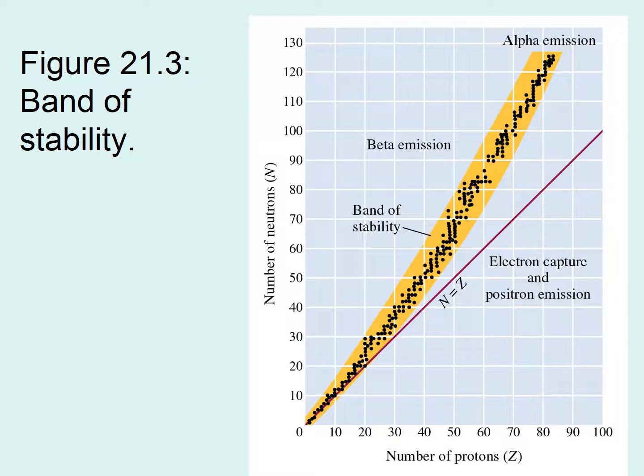So we saw this already. Here's the band of stability, and now you can see this was already written on it. To the left of the band of stability tends to be beta emission. To the right tends to be electron capture and/or positron emission. And then you can see that alpha emission generally happens with nuclides greater than 83. So that would be up there.